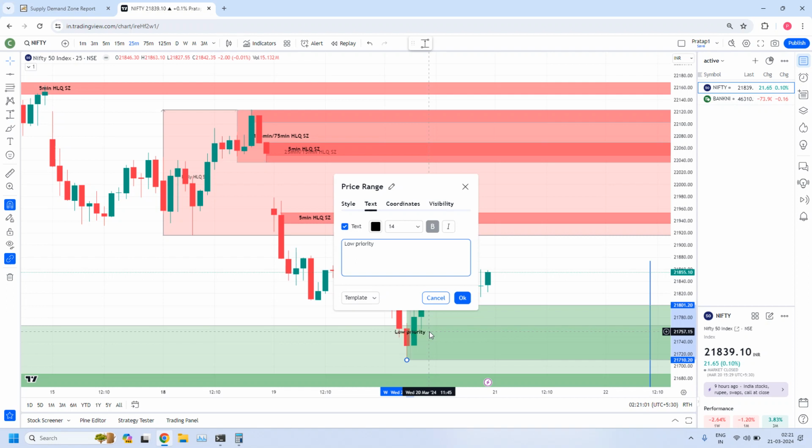When I say low priority, don't underestimate these zones. Within the high liquidity, they are low priority, but they are more powerful than normal demand zones and supply zones. Also do not forget, sometimes these low priority, high liquidity zones later on will be converted to high priority zones. I showed you one example yesterday or the day before yesterday in the analysis, how a low priority zone is converted to a high priority, high liquidity zone. HLQ demand zone, not supply zone. Which time frame? 25 minutes.